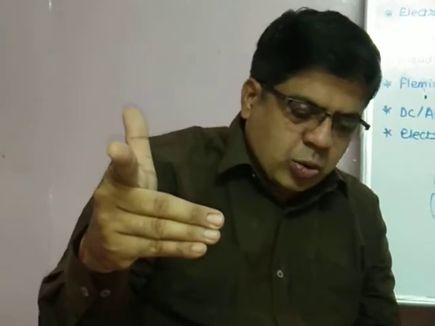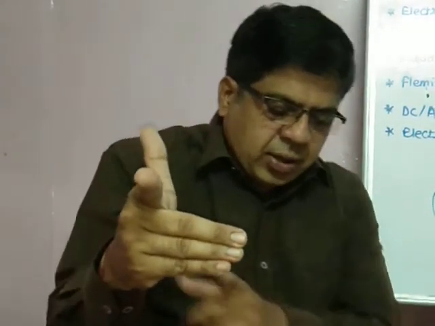Then the right hand, in such a way that the fingers are perpendicular to each other. In this position, the thumb indicates the direction of the motion of a conductor. The index finger is the direction of the magnetic field and the middle finger shows the direction of the induced current. Again I repeat it, Fleming's right hand rule.